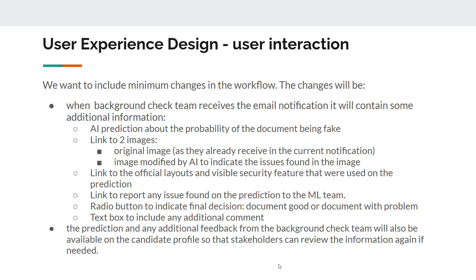This email notification will be changed to not only have the link to the original image as before, but also to have the AI prediction about the probability of this document being fake, and also a modified image that will indicate the problems found on the image by the AI. We will also have a link to the official layouts and security features that were used by the machine learning, for the sake of transparency.